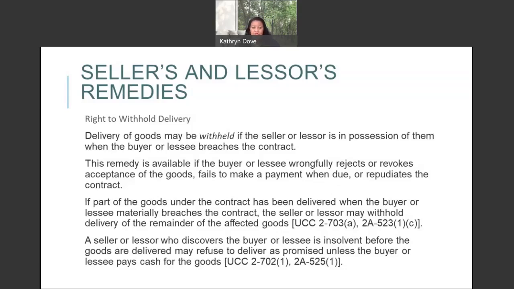A seller who discovers the buyer is insolvent, for example the buyer files for bankruptcy before the goods are delivered, may refuse to deliver as promised unless the buyer agrees to pay in cash. It's UCC 2-702. Be sure to read that rule, please.